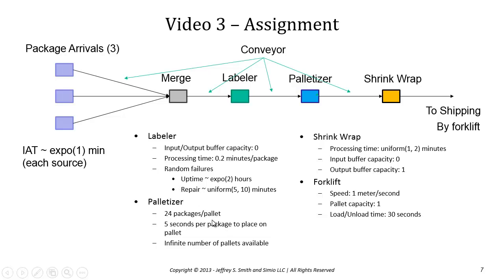The palletizer packages 24 packages per pallet, and it takes 5 seconds to place each package on the pallet. You can assume there are an infinite number of pallets available for placement. Our shrink wrap processing time is uniform 1 to 2 minutes. It has an input buffer capacity of 0 and an output capacity of 1. Our forklift has a speed of 1 meter per second, and at least initially we're going to assume that the pallet capacity is 1, and the load and unload time for the forklift is 30 seconds.